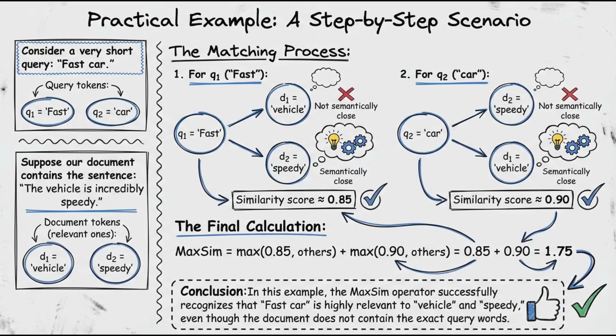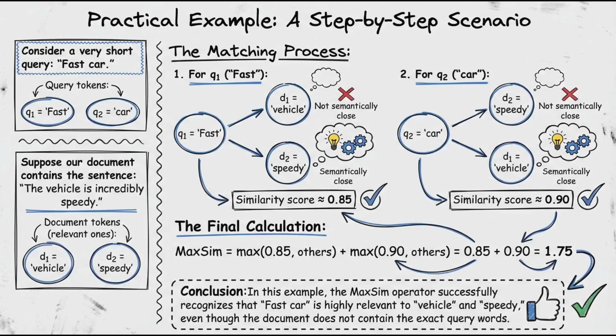Next, we do the same for the query token car. We compare it to the words in our document and find a strong connection to vehicle, resulting in a similarity score of 0.90. To get our final result, we add those maximum scores together, 0.85 plus 0.90, giving us a total MaxSim score of 1.75. By using this method, the system successfully recognizes that fast car is highly relevant to the vehicle is incredibly speedy, even though the document doesn't contain a single one of the original search words.